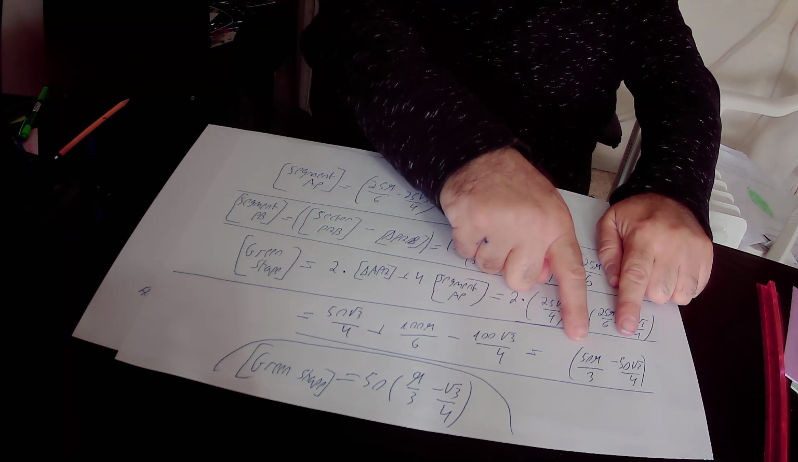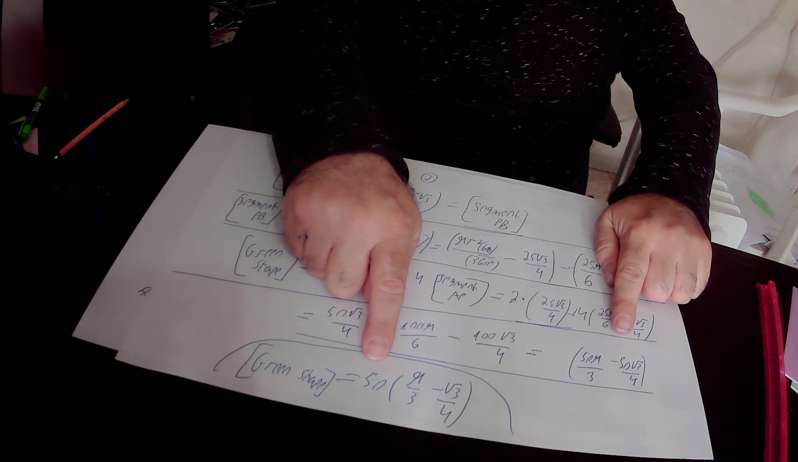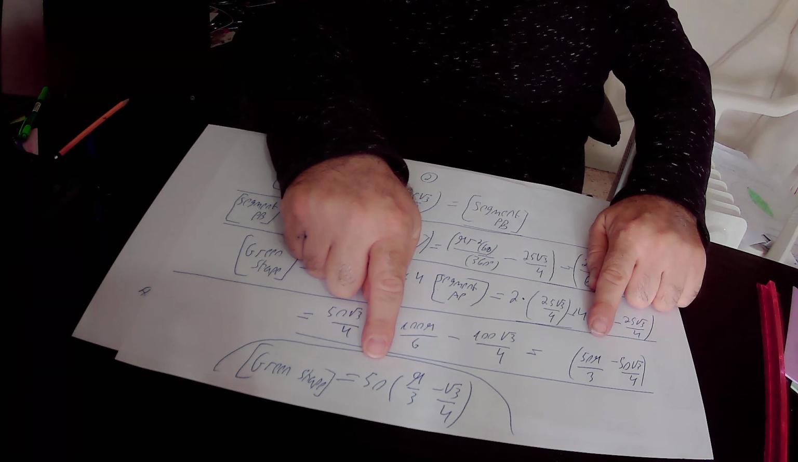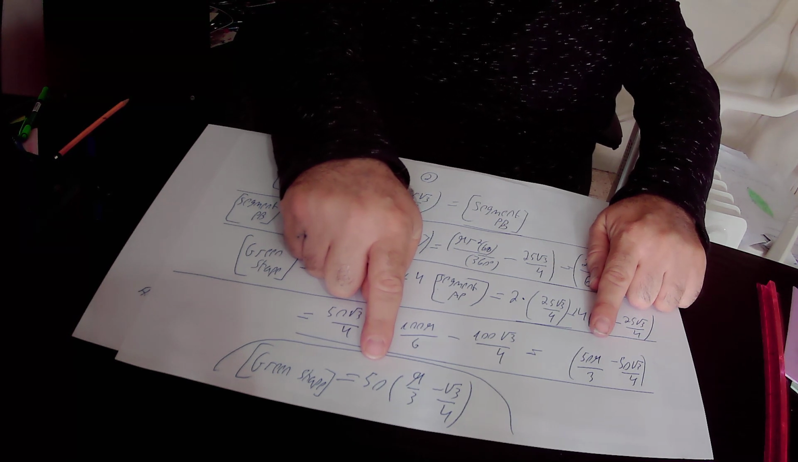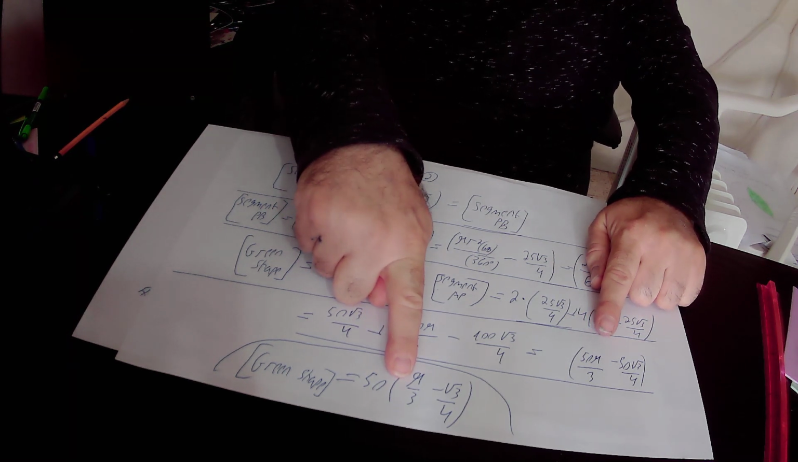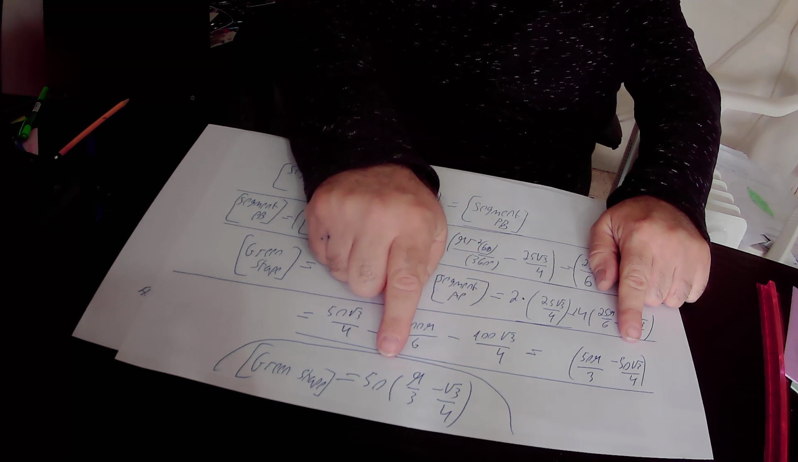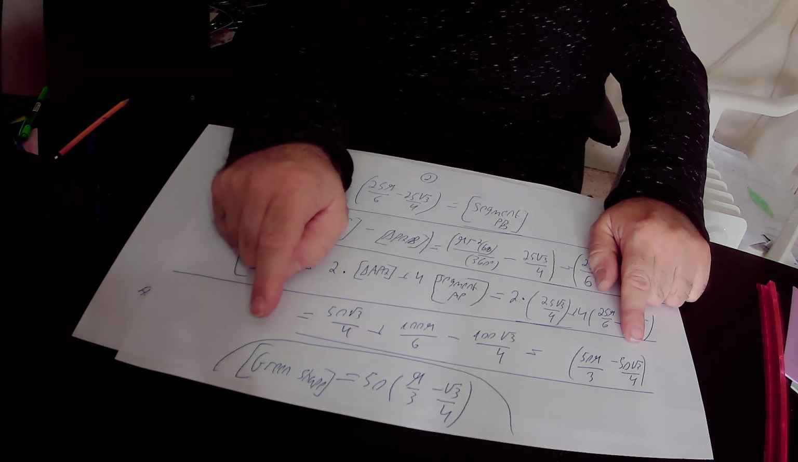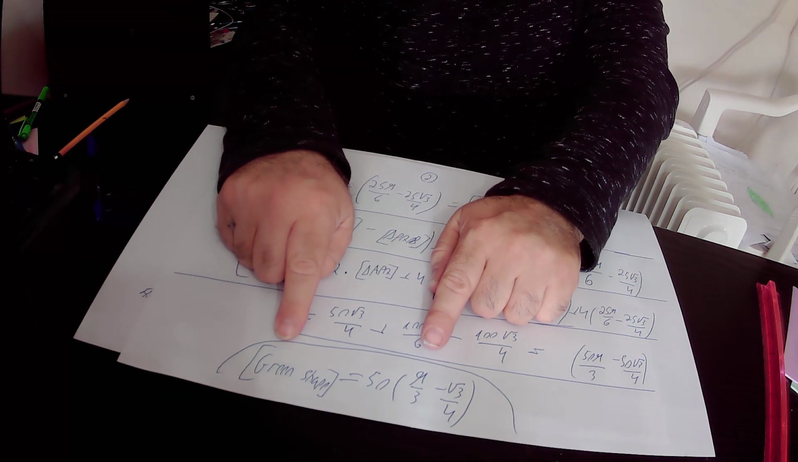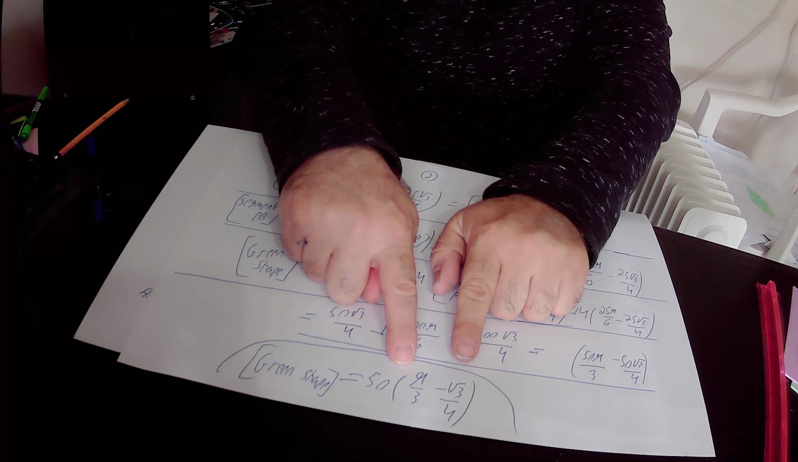Here we took 50 as a common factor out of those two expressions. So the area of the green shape equals 50 times, since 50 was taken as a common factor. What is left from 50 pi over 3 after we took 50 as a common factor is pi over 3. And what is left from minus 50 times square root of 3 over 4 after we took 50 as a common factor is minus square root of 3 over 4. So in conclusion, the area of the green shape equals 50 times pi over 3 minus square root of 3 over 4 square units.